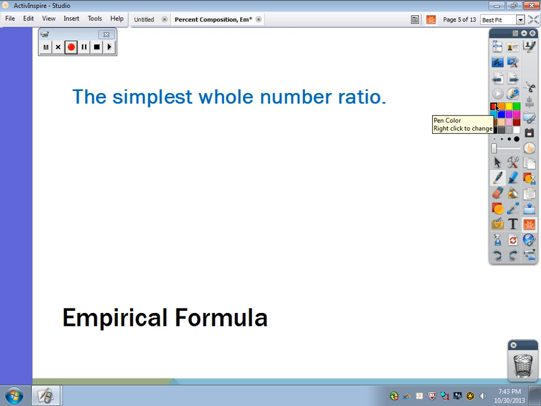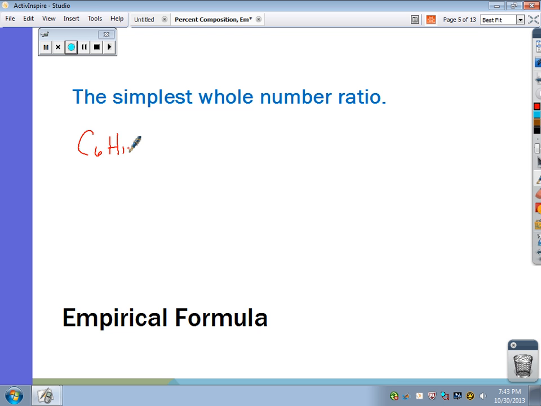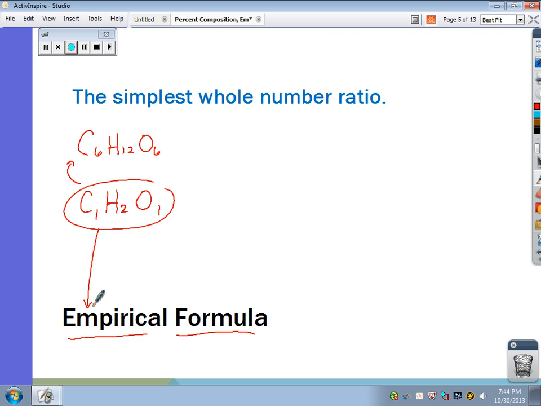So if I told you that I had a compound like this, C6H12O6, glucose, is that the simplest whole number ratio, the empirical formula? In other words, can you simplify that? If you look, I can take a 6 out and make that CH2O, or one of these for every 2 of these and 1 of those. Doesn't that match up to equal this compound? Now, this right here is called the empirical formula for glucose.